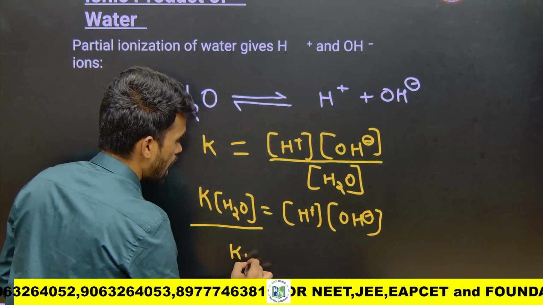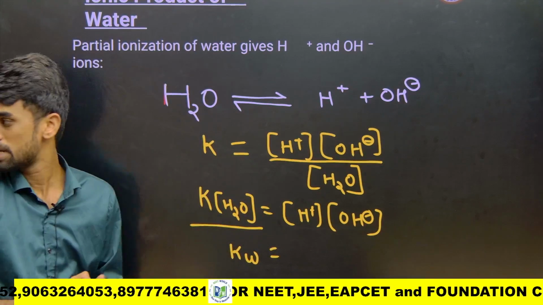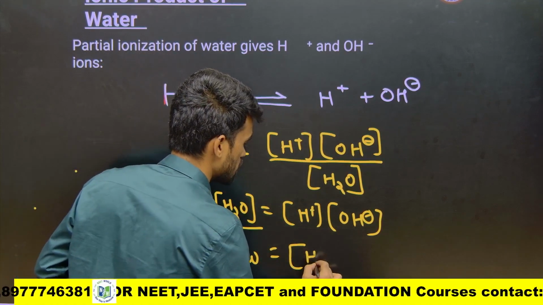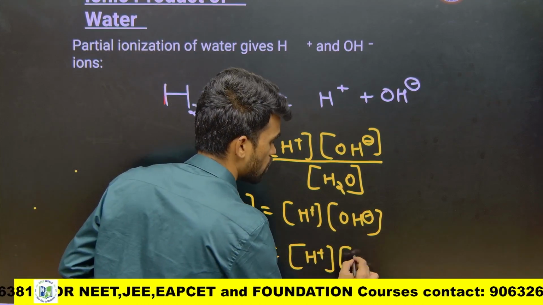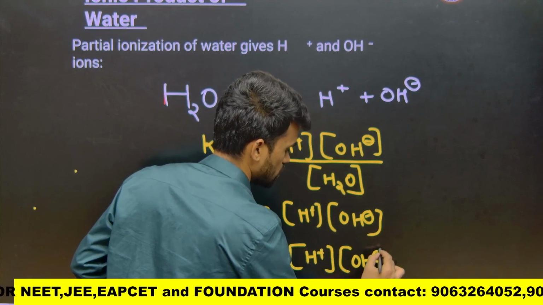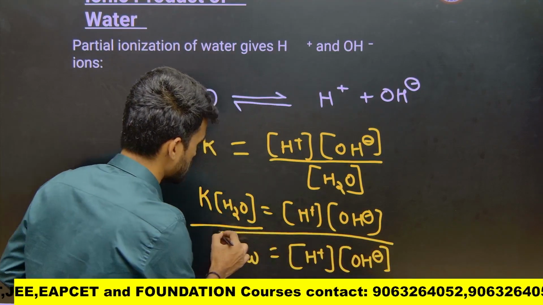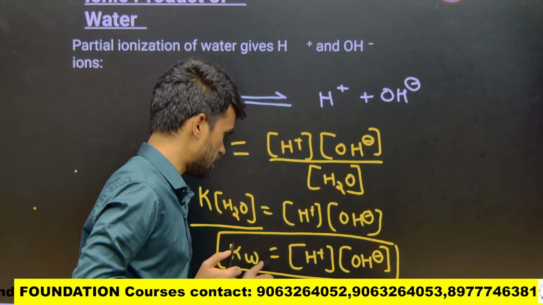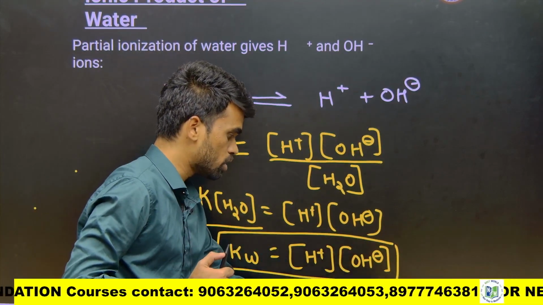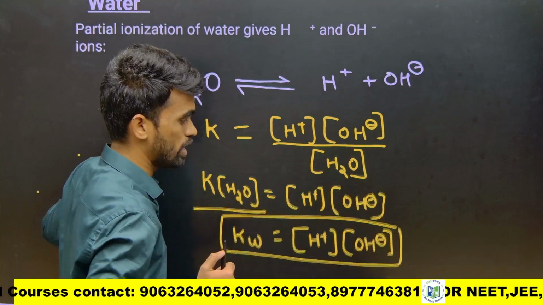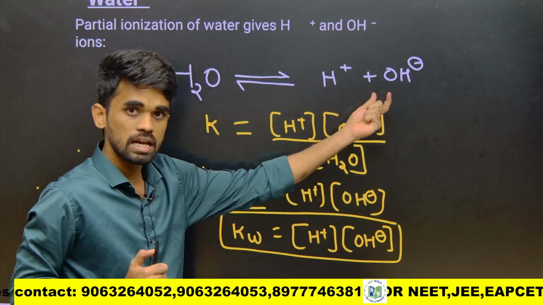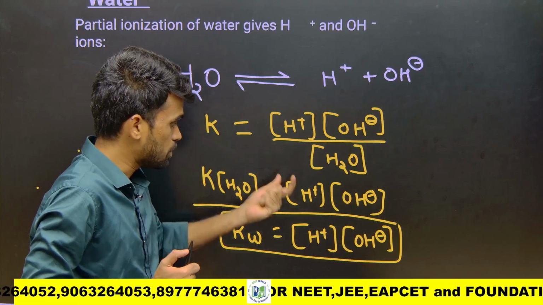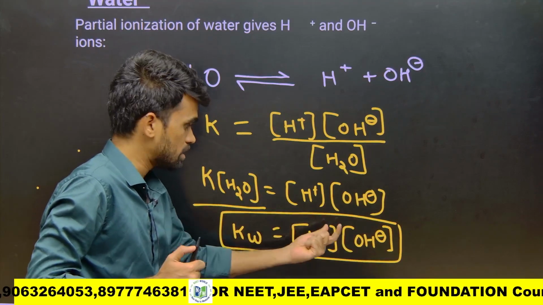KW means the ionic product of water. What is the ionic product of water equal to? The concentration of H plus into the concentration of OH minus ions. That's it. So KW means the ionic product of water. It is nothing but the concentration of H plus into the concentration of OH minus. These are the ions liberated from water. Therefore, the ionic product of water is taken like this.